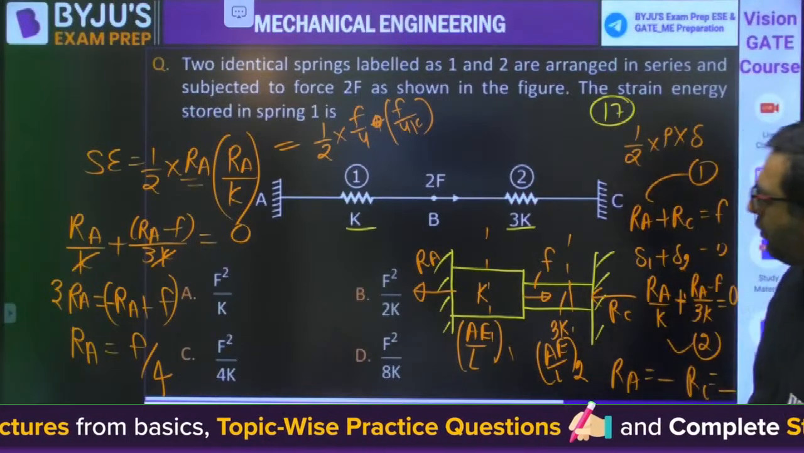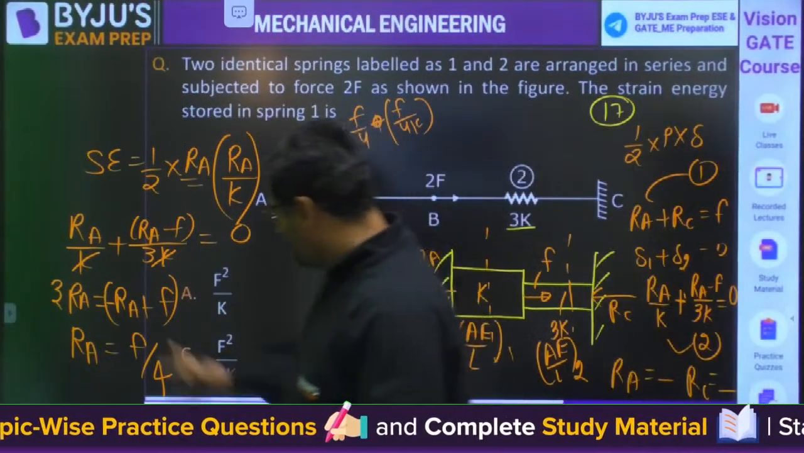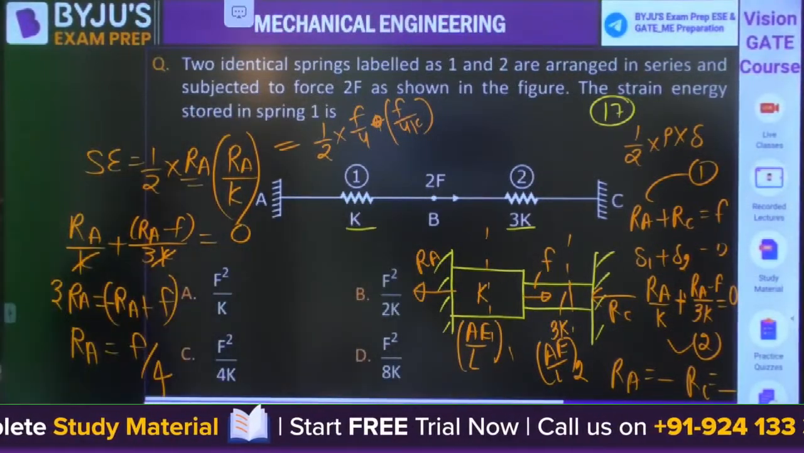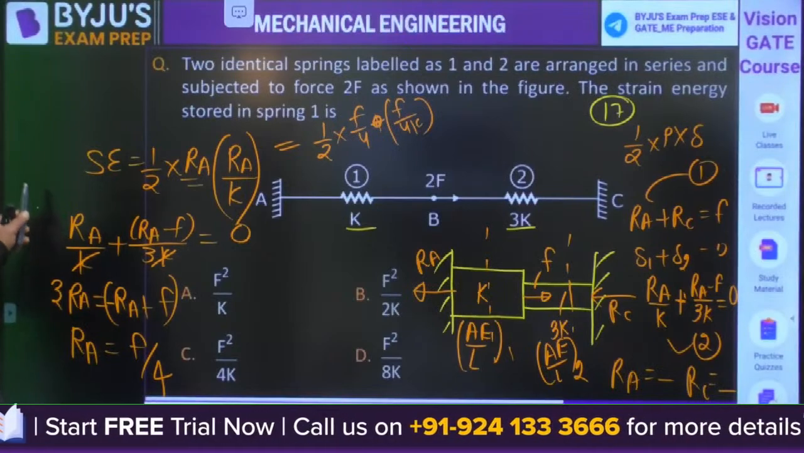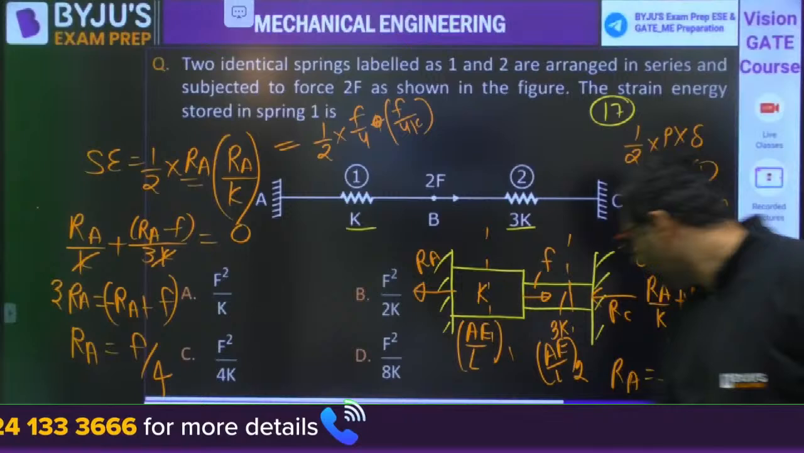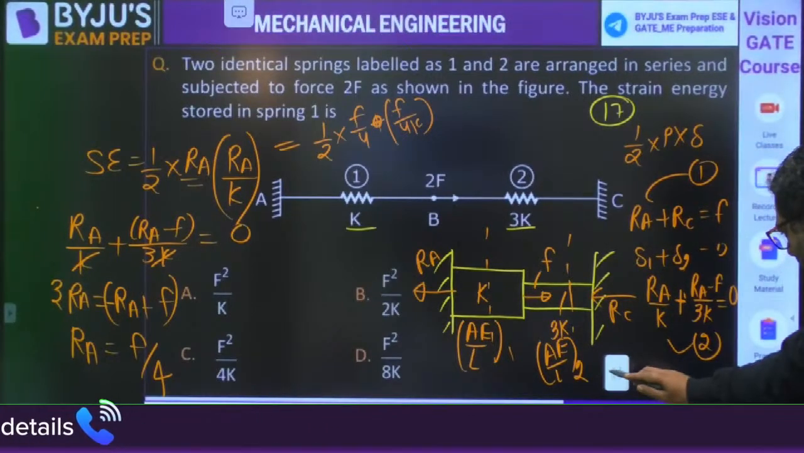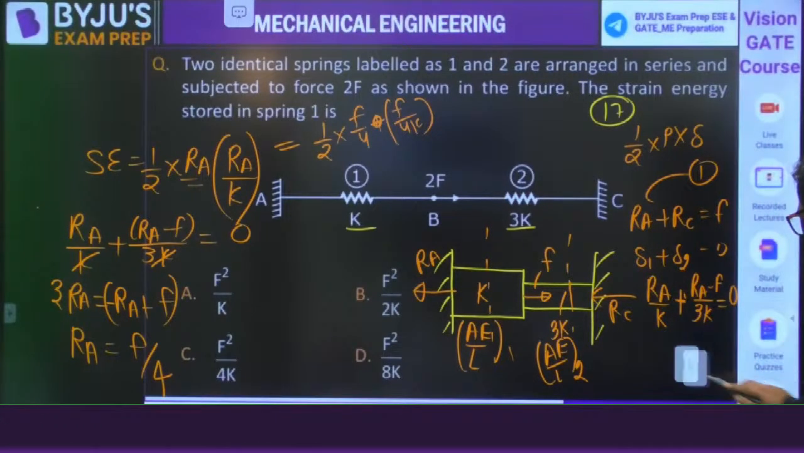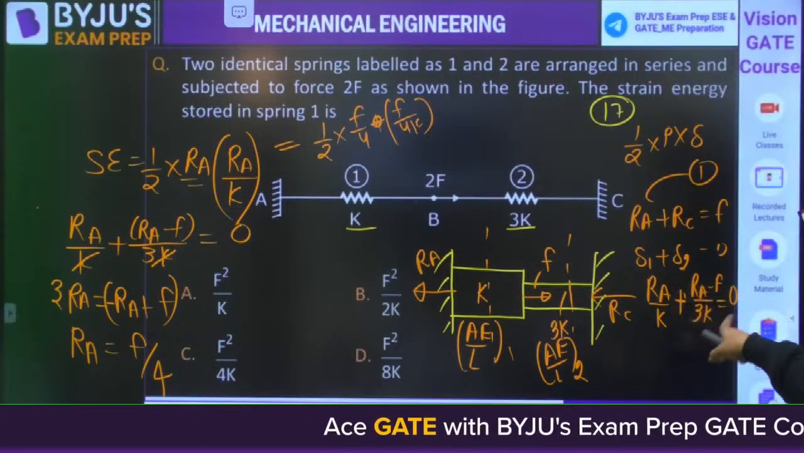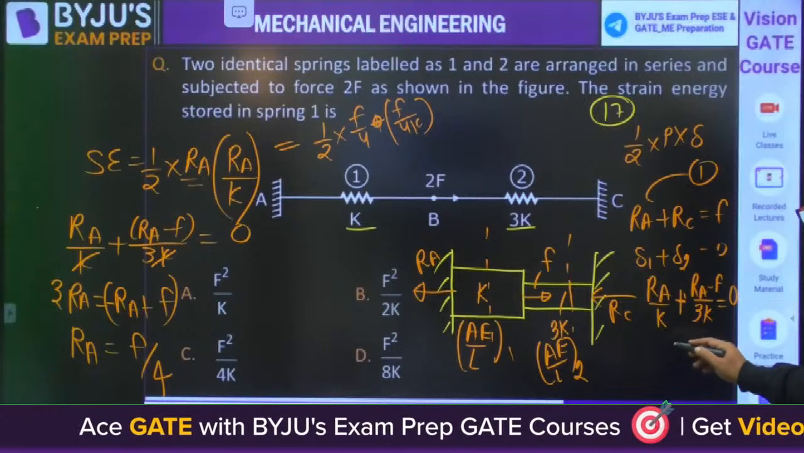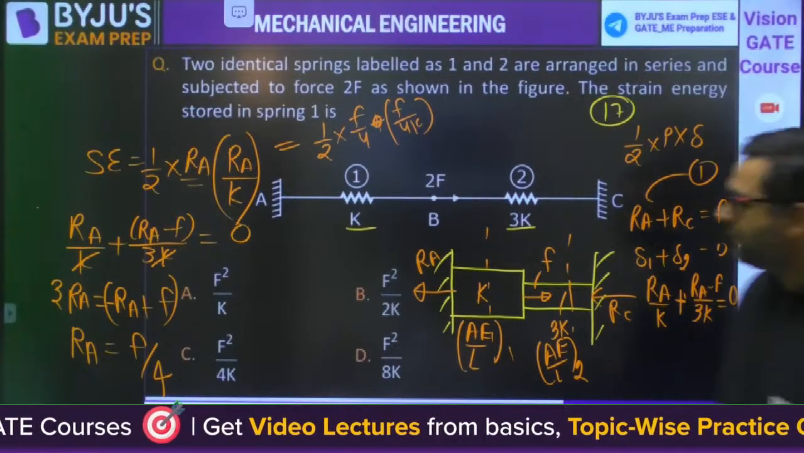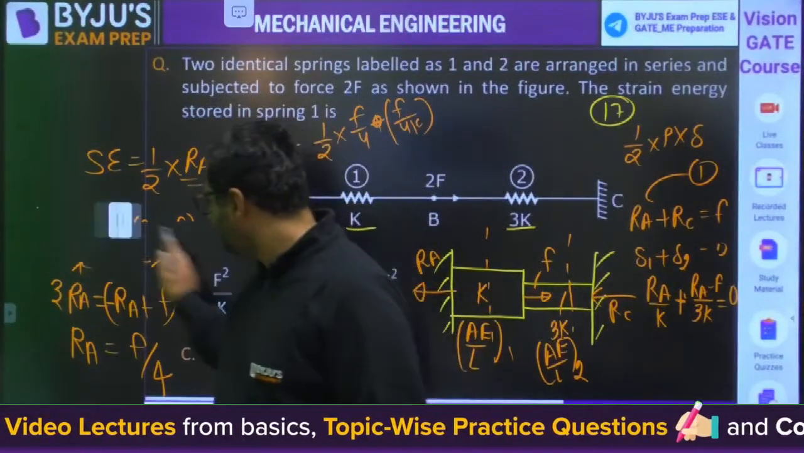Have we done something wrong? Yes, what have you got? B. Let me do this. I feel some mistake I have done. Let me check the calculation. So guys, can you see where I have done the calculation mistake? Some calculation mistake happened from my side.